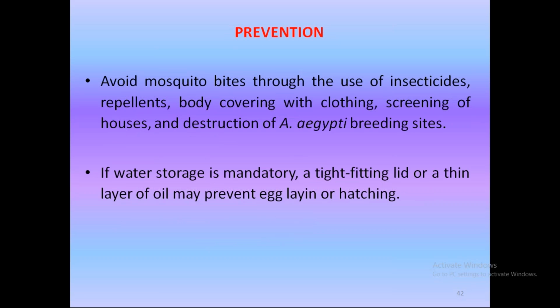How to prevent dengue fever in children? Avoid mosquito bites through the use of insecticides, mosquito repellents, body covering with proper clothing, and screening of houses for mosquitoes. Covering open water sources with a proper lid, and destruction of Aedes aegypti breeding sites is very, very important to prevent dengue fever. Water storage is a must, since water is not available 24 hours. Then we have to cover it with a tight fitting lid or a thin layer of oil, so that may prevent egg laying and hatching.